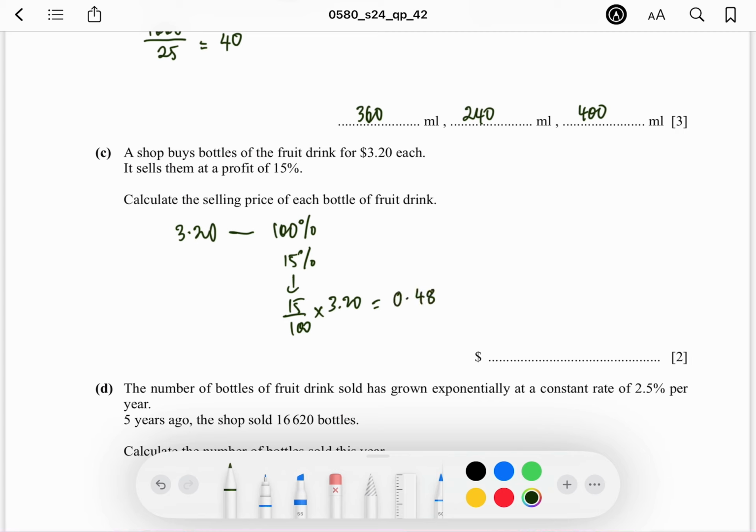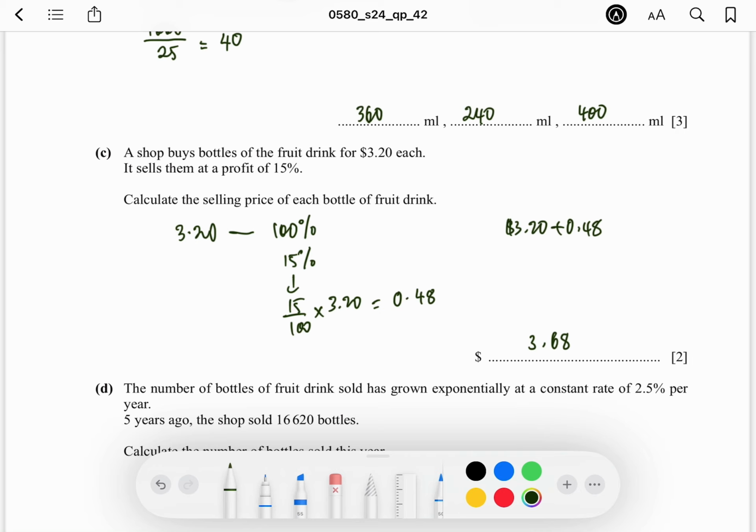0.48. Then that's it. That's the final answer. Plus dengan apa? $3. Kenapa plus? Profit. Yalah, kenapa plus? Pasal profit. Because kalau profit, you add. Okay. Let's see if it's logic.